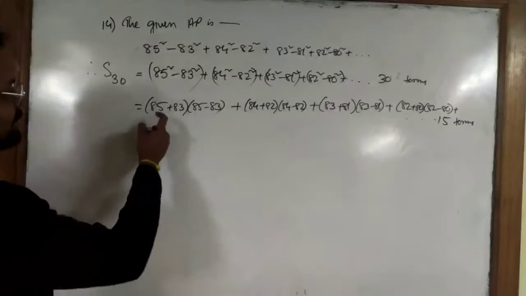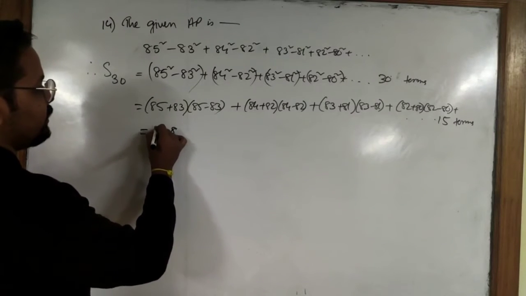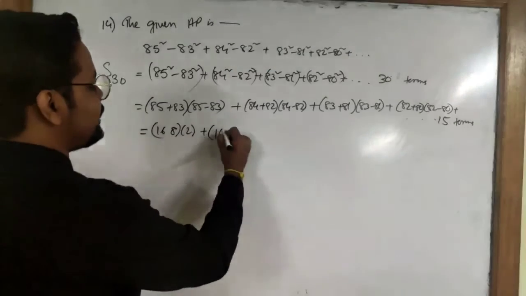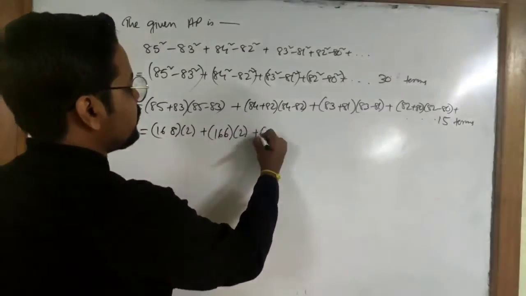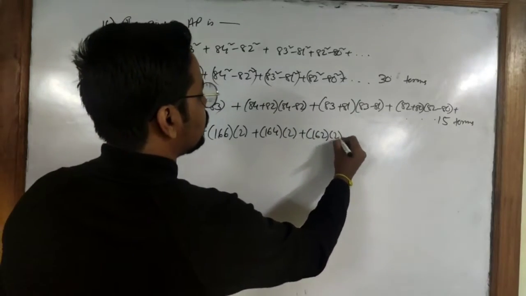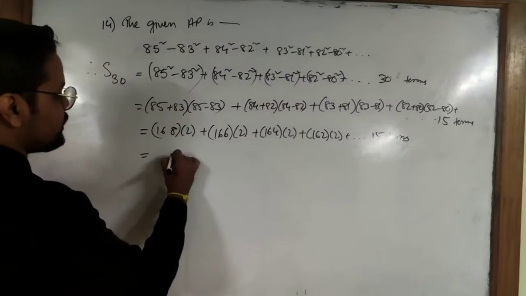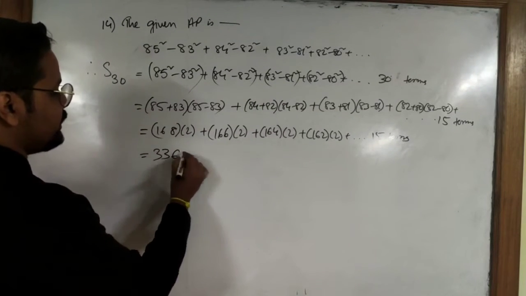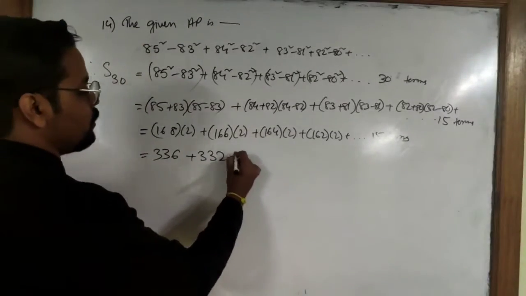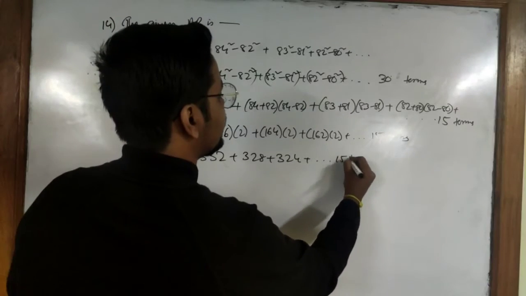It is 85 plus 83, so it is 168 into 2, plus 166 into 2, plus 164 into 2, plus 162 into 2, and so on up to 15 terms. So this is 336 plus 332 plus 328 plus 324 up to 15 terms.